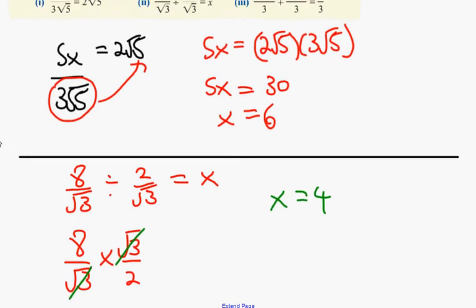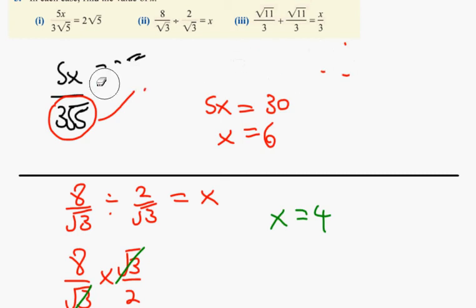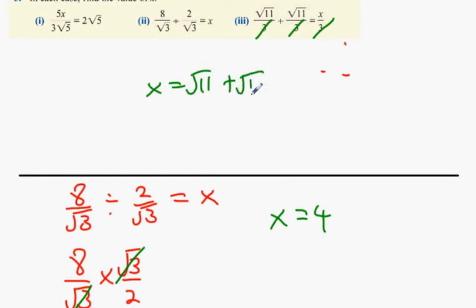And now what about the third one? Root 11 over 3 plus root 11 over 3 equals x. Well, this is very easy. Is the denominator the same on both sides? Yeah? So x equals root 11 plus another root 11. x equals 2 root 11. That's it. Okay.